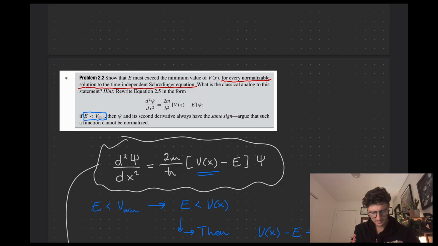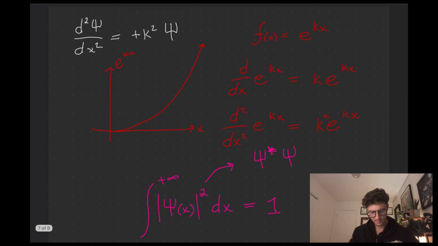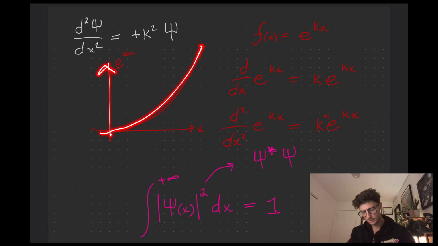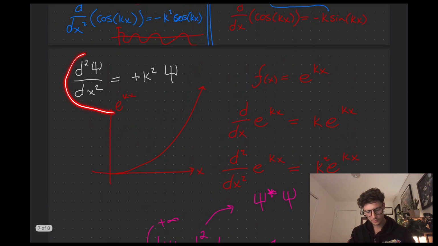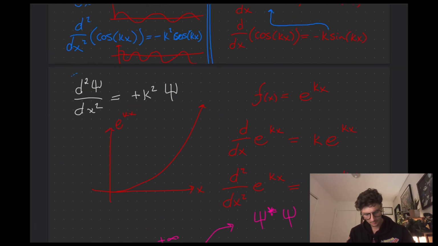If E is less than V min, then psi and its second derivative always have the same sign; argue that such a function cannot be normalized. Okay, maybe what I can say is this. What we have here is this growing function, and it is represented by this differential equation. There's the same sign here as there is here. One final thing I wanted to say, and I'm actually just going to copy this. Maybe this will solidify our argument.